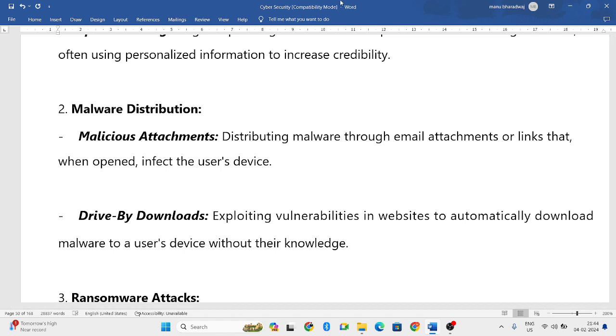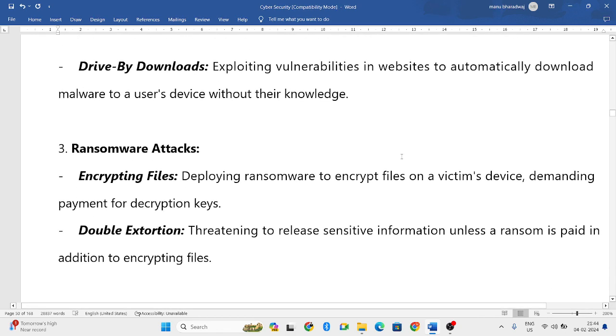Next is drive-by downloads. What happens is, automatically certain viruses, malicious software, or certain vulnerabilities will get downloaded onto your computer systems without your knowledge. So that is also one of the methods they use to do the cyber attack.